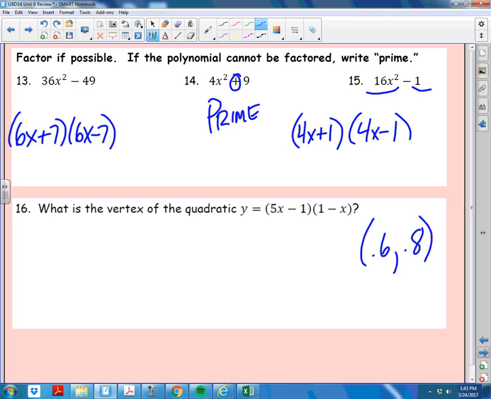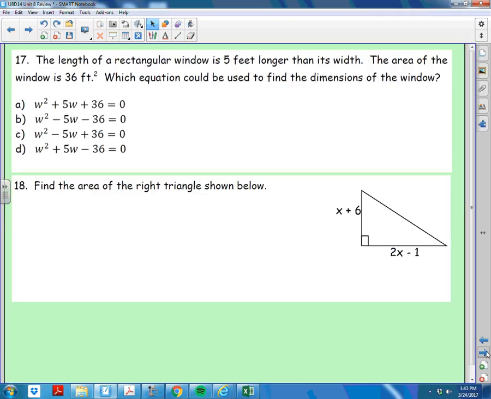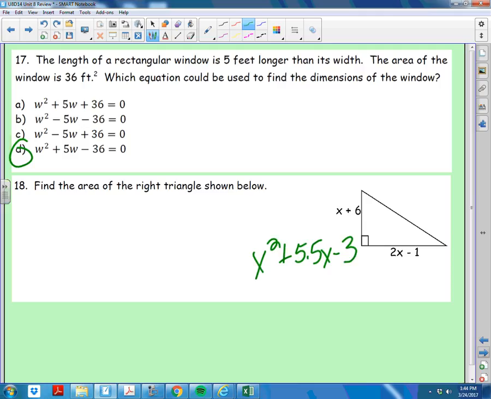Any questions on any of these? Your class average was in the C's, so perhaps you should pay attention. Thank you. Any questions on these? Okay. 17 is D. 18 is x squared plus 5.5x minus 3. Either of these. Hunter, which one?